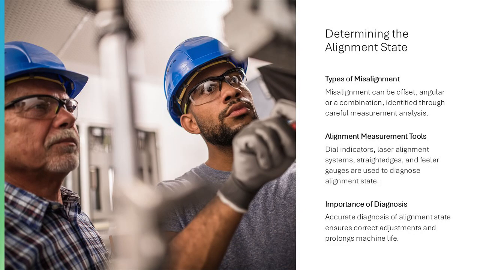Technicians determine whether machines exhibit offset, angular, or combined misalignment by analyzing measurement data. This slide explains how alignment state is diagnosed using dial indicators, laser alignment systems, or basic tools such as straightedges and feeler gauges. Understanding the alignment state is crucial before applying corrections.